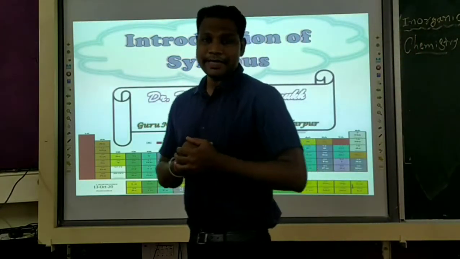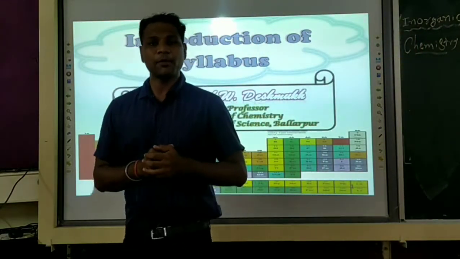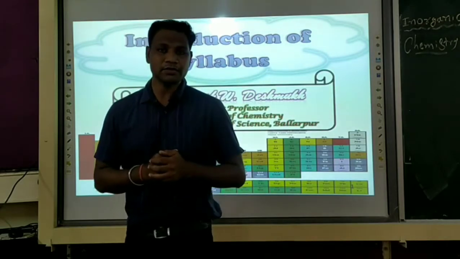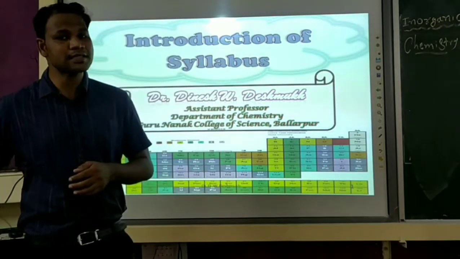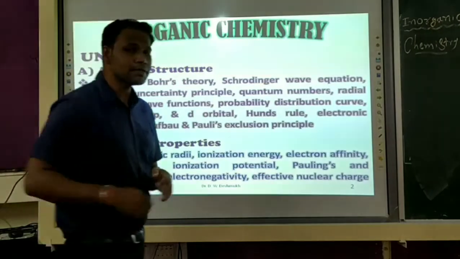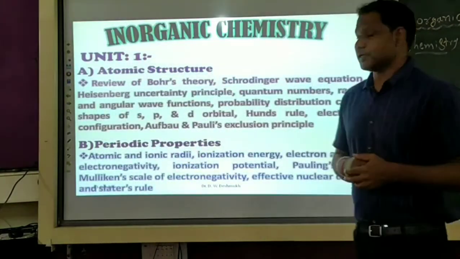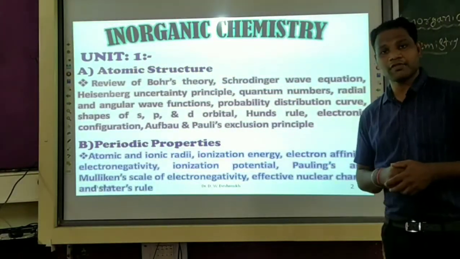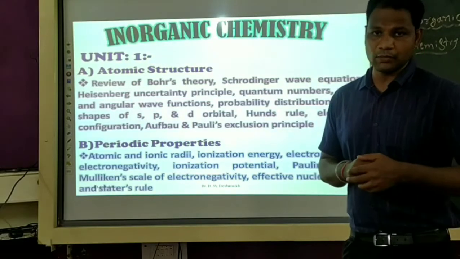Now, inorganic chemistry deals with 4 different units. Now, the first unit is atomic structure. First unit is atomic structure and periodic property. So, the first unit is bifurcated into 2 different parts.